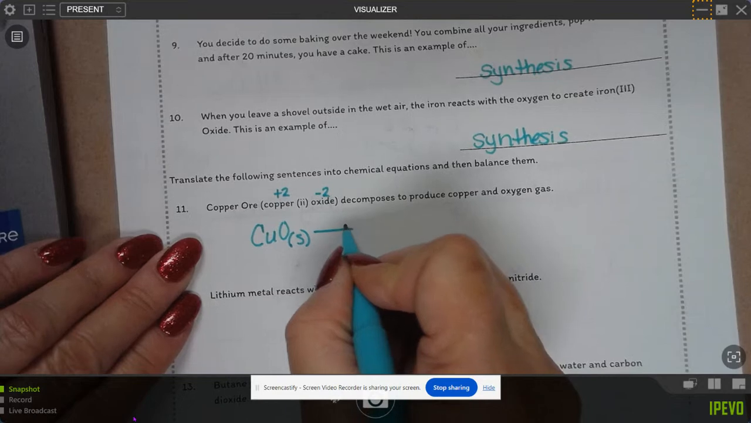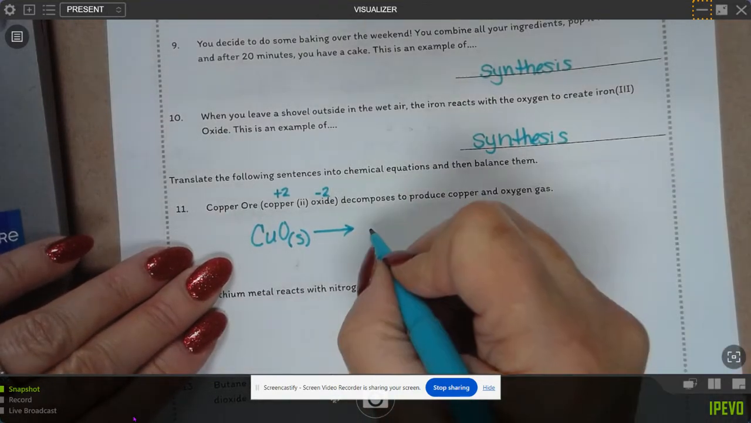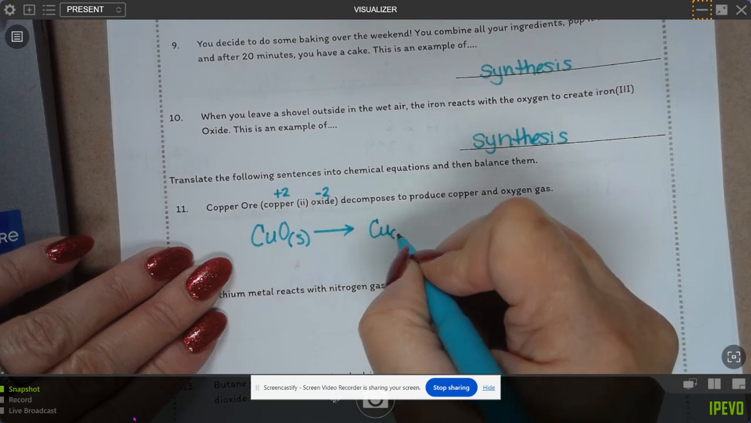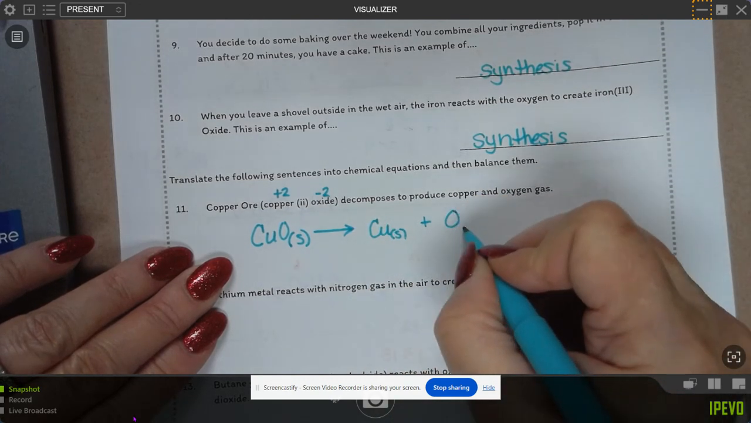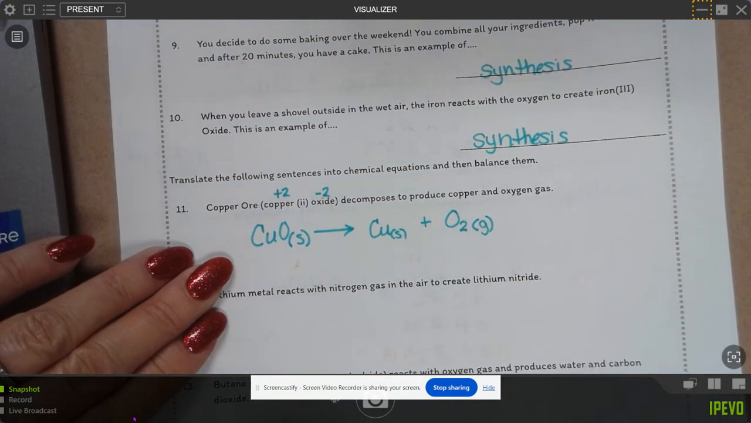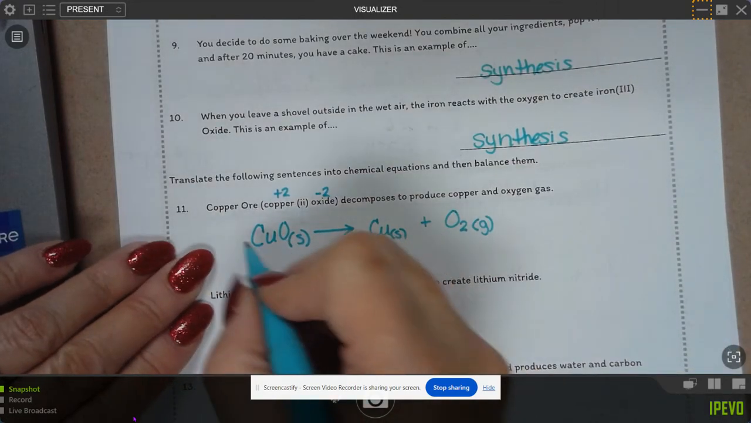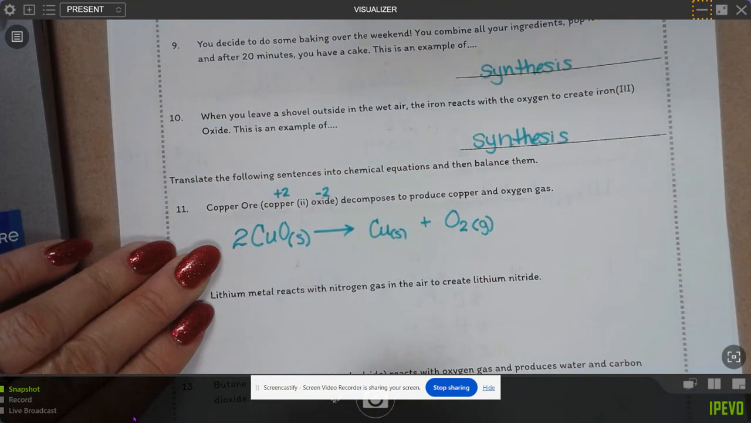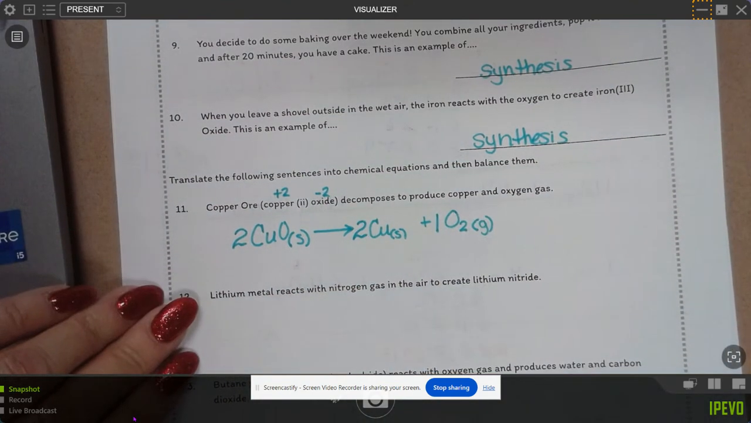Decomposes, that means we're making something new. Copper, which is a metal, and oxygen gas. Oxygen is one of the Hoover-Finkel 7, so that's going to be O2. It tells us it's a gas. To balance this, I have 2 oxygen here, only 1 over here. So I'm going to put a 2 here. And then if I put a 2 in front of copper, my equation is balanced.